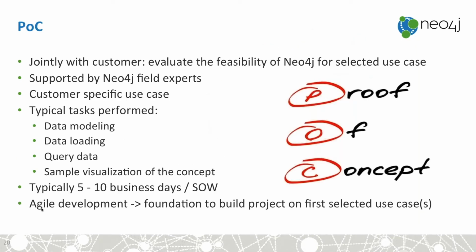Proofs of concept are typically done as a service together with the customer to evaluate the feasibility of Neo4j for a selected use case. Our experts support a customer-specific use case by performing the typical tasks such as data modeling, data loading, querying the data, and potentially visualizing the concept and/or use case. Typically, this is done within something like 5 to 10 business days, but it can very well be customized to the specific needs and mutually agreed in a statement of work.